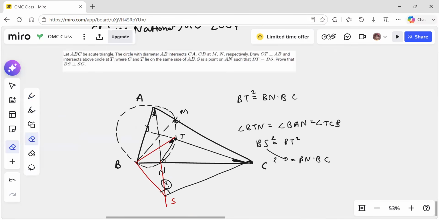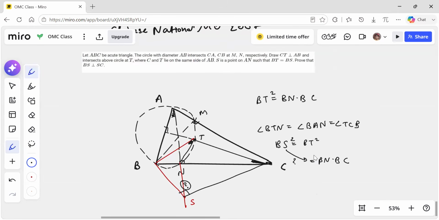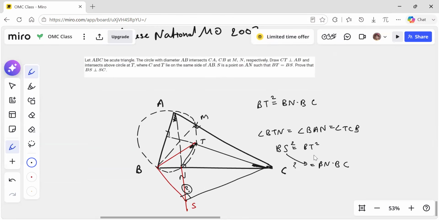I'll give everyone else a moment to figure that out. But nice. Let me write it down. I guess there is... How are we done after this? Like BS squared equals BN. I haven't told yet, but try thinking about it. I'll tell the solution in a minute.